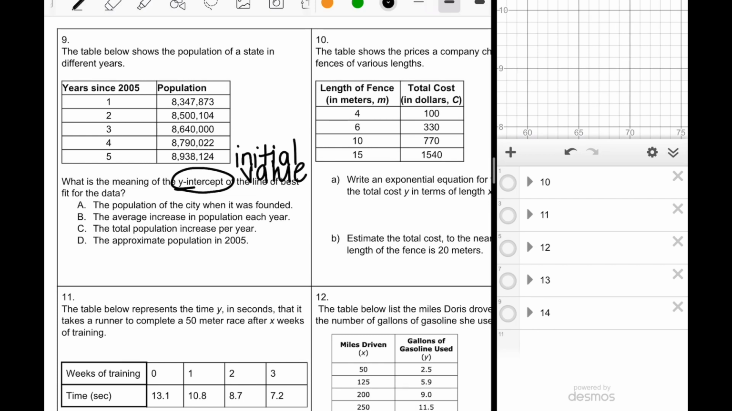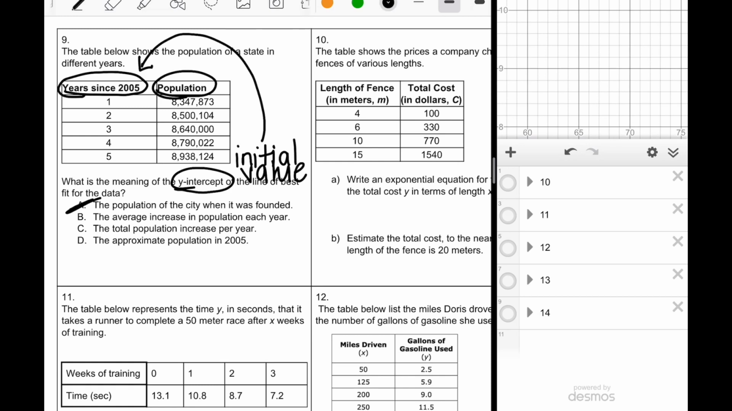So we're comparing the years since 2005 and the population of a state. If we're talking about the initial value, we're talking about the initial value that we started from. We don't know when this state was founded. We don't know when it started. So we're talking about the initial value of when the table started, and the table started in 2005. So we're talking about the population in 2005. We're not talking about when it was founded, because I don't know when it was founded. We didn't go back that far. We can only go based off of the information given.